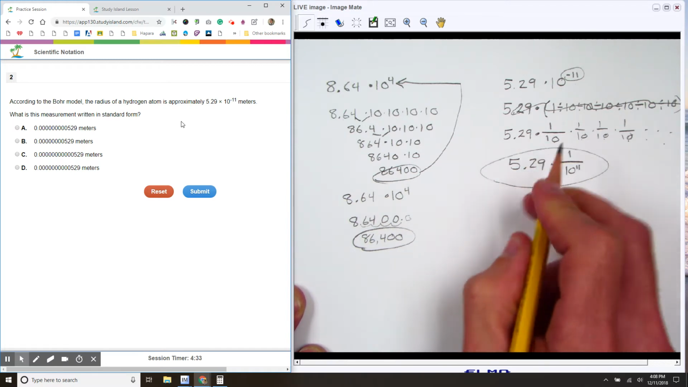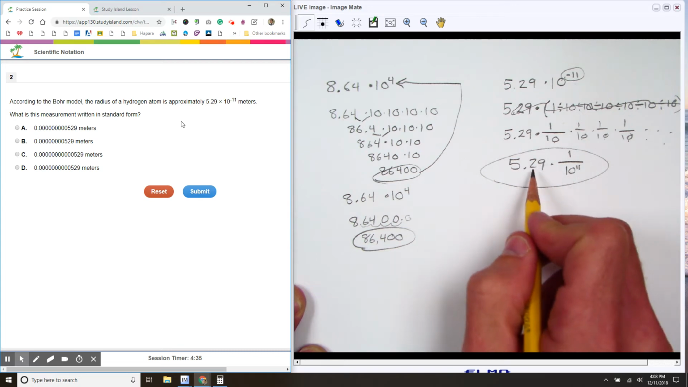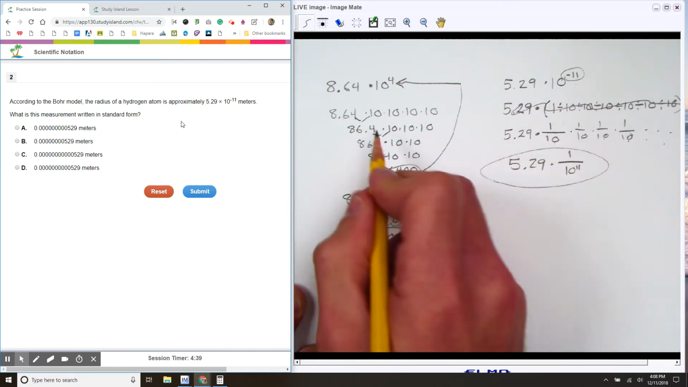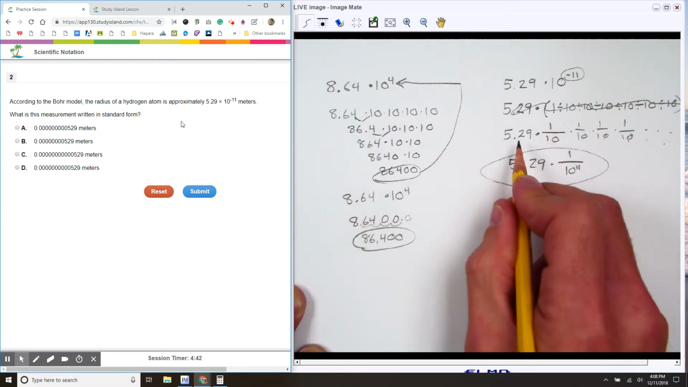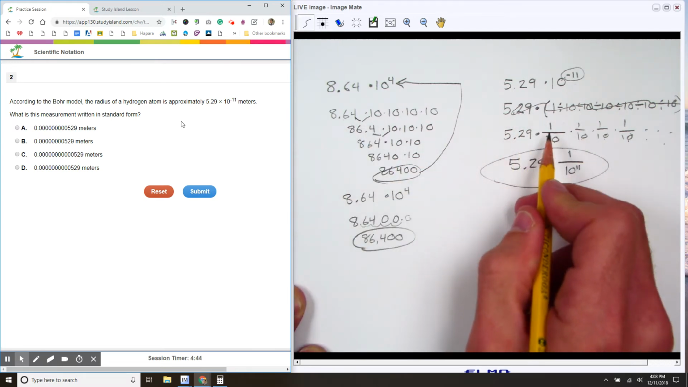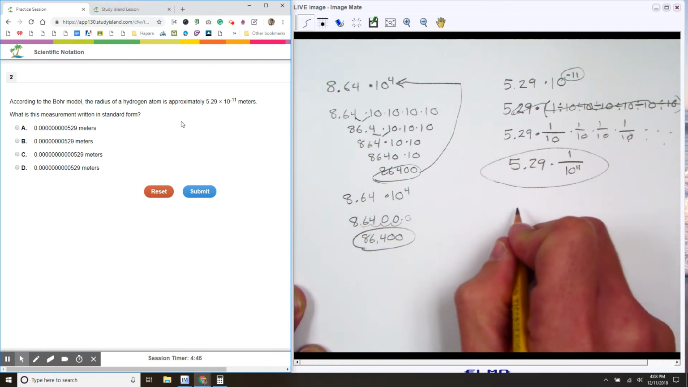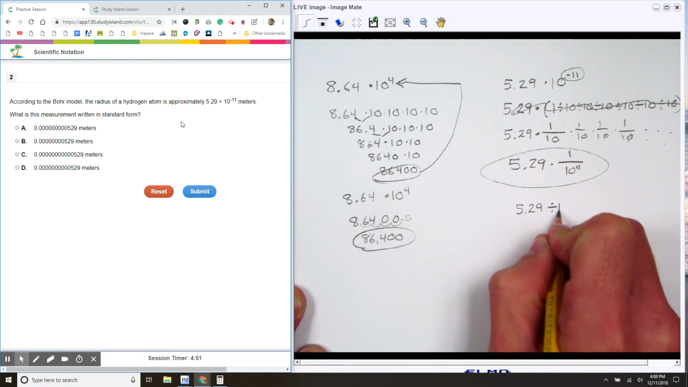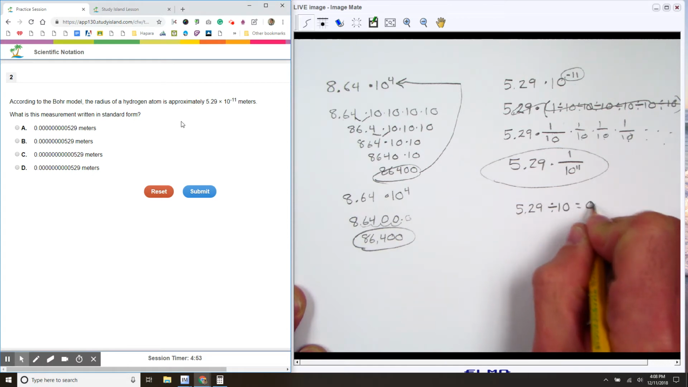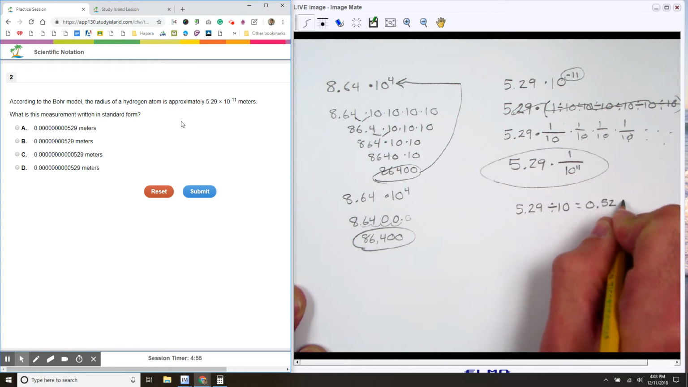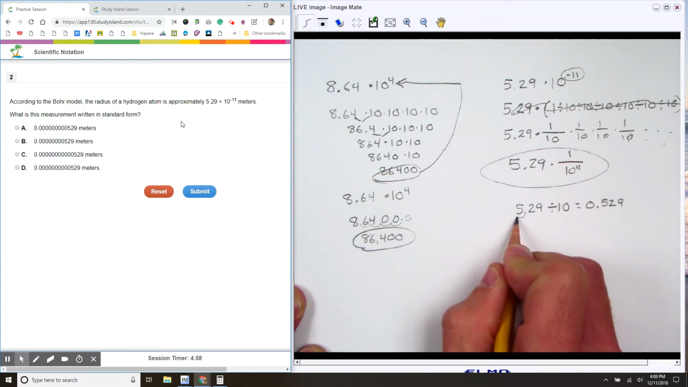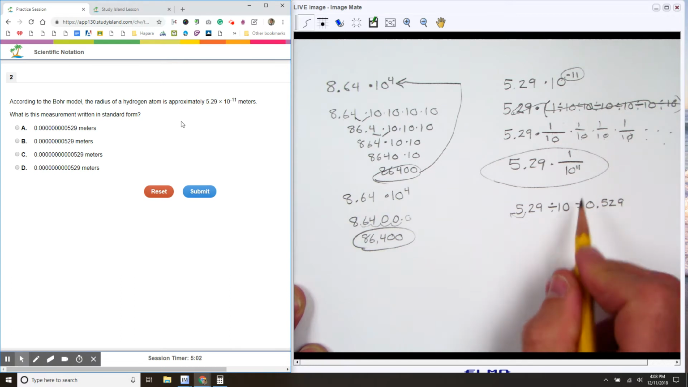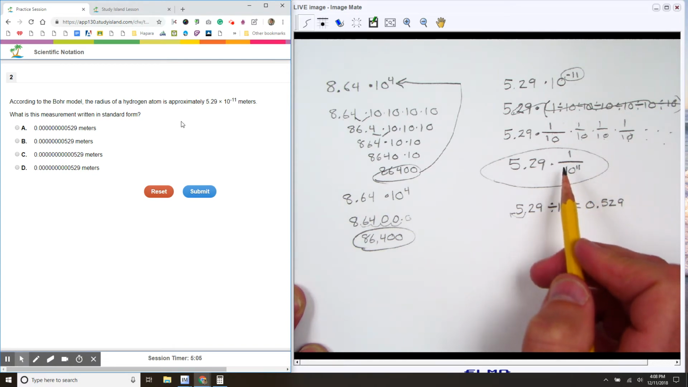So basically what's happening is whenever you divide by 10, you move your decimal point the other direction as we did when we multiplied by 10. So if I did 5.29 divided by 10, that would be 0.529. Notice that the decimal point is one spot to the left. But I can't divide by 10 just once. I have to divide by 10 11 times in this problem.